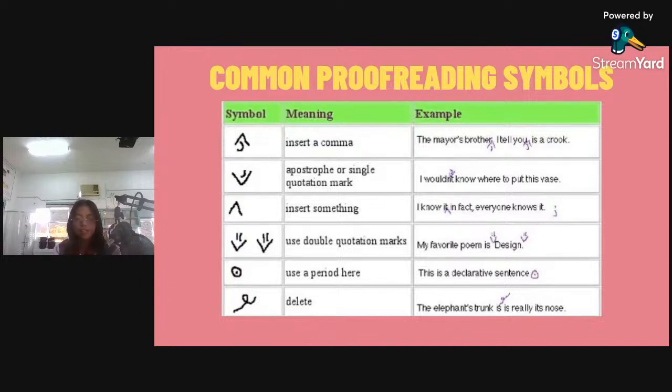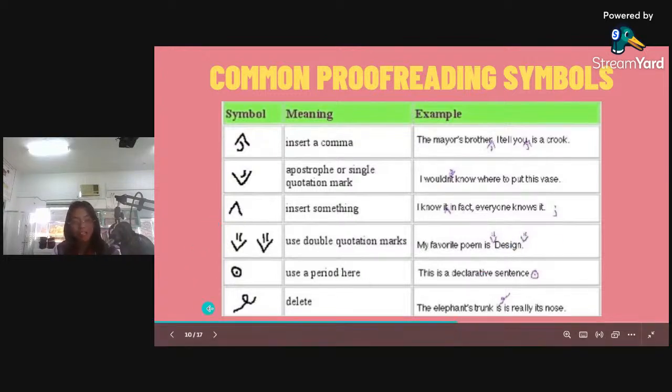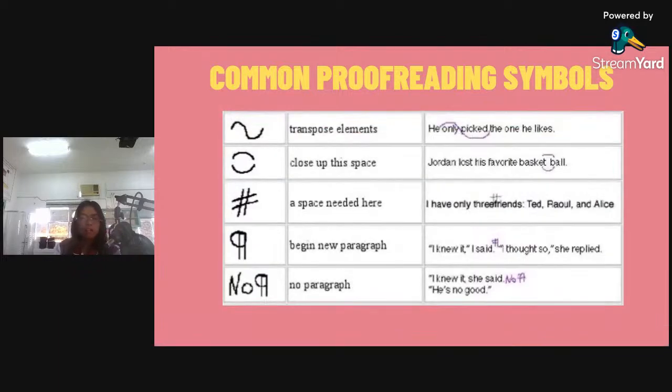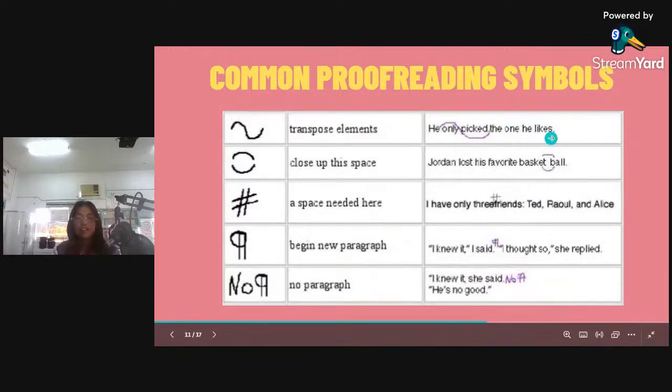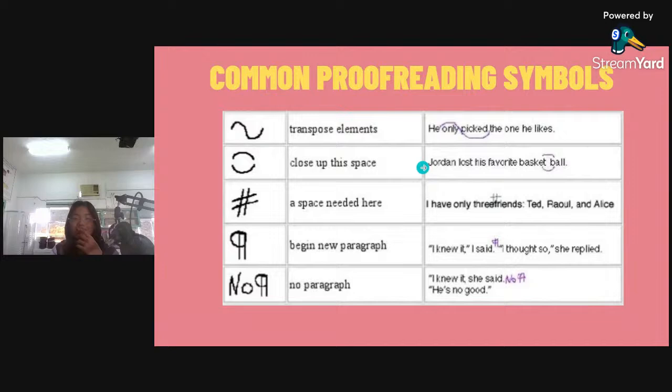Then we have this. I think many of us made this mistake back in junior high school because we don't really use periods. They put a period at the end, meaning you have to use a period to complete the sentence. It's basic grammar. Then we have this symbol, like a swirl. It is called delete, meaning they want you to discard this certain word from the sentence. Then we have a squiggly line. It's called transpose elements, meaning you have to switch the words.